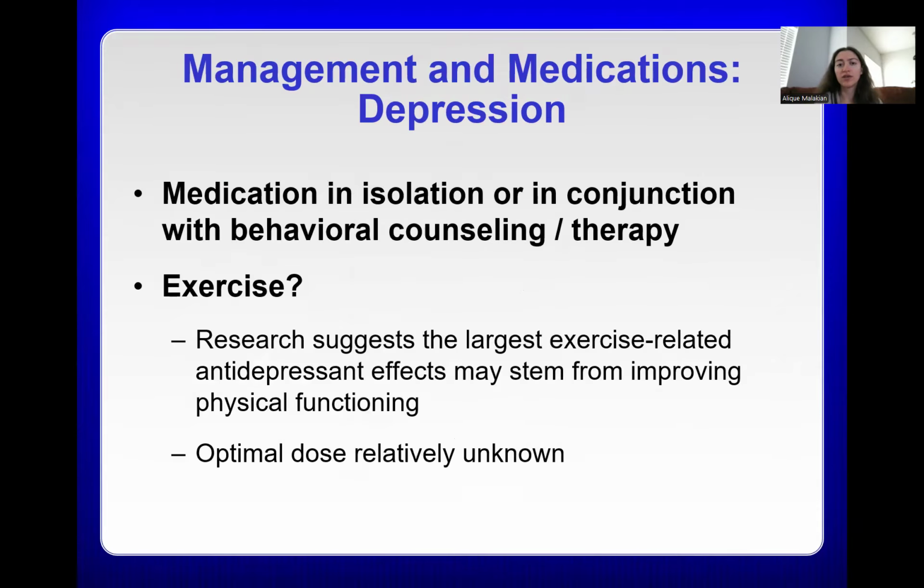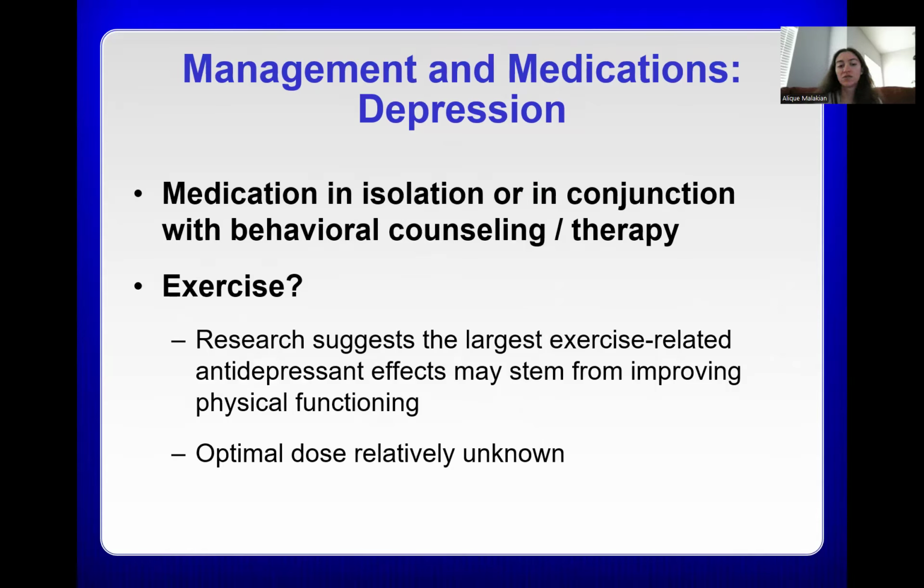Okay, so how do we manage it and what type of medications do they take? So, sometimes medication is given in isolation, and often if they are on medication, then they take it for several years. Or sometimes for some people, just behavioral counseling or therapy works, and sometimes you combine both. So you'll take some type of medication and have therapy on the side. So that's typically the way that it gets treated.